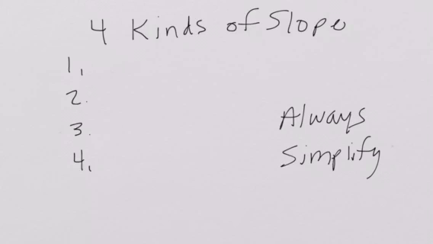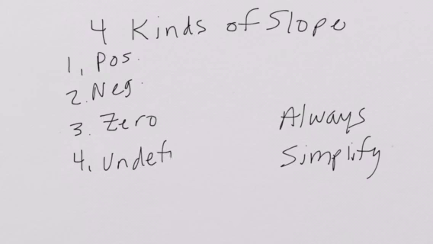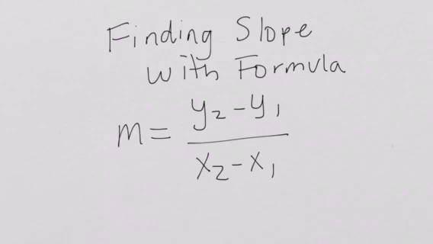So we have 4 kinds of slope. We have positive, we have negative, we have 0, and we have undefined. Always remember when you're finding slope that you have to simplify just like you do with fractions. And now you know how to use the slope formula.